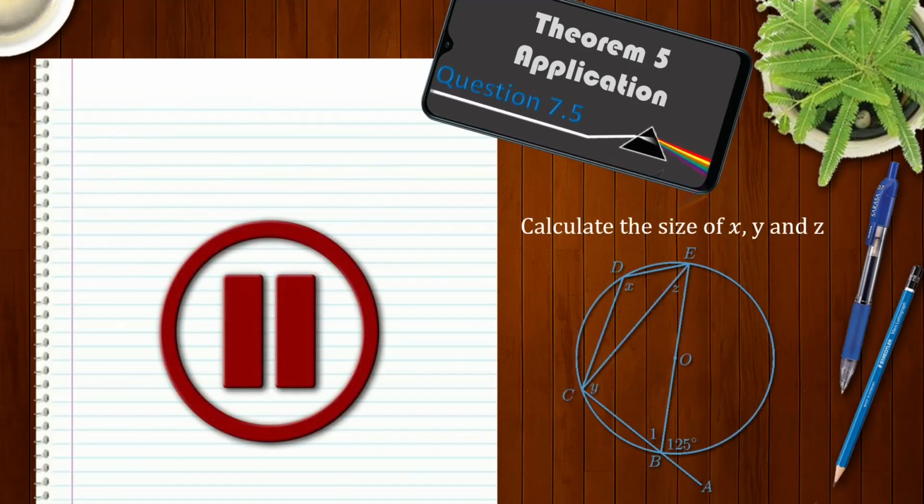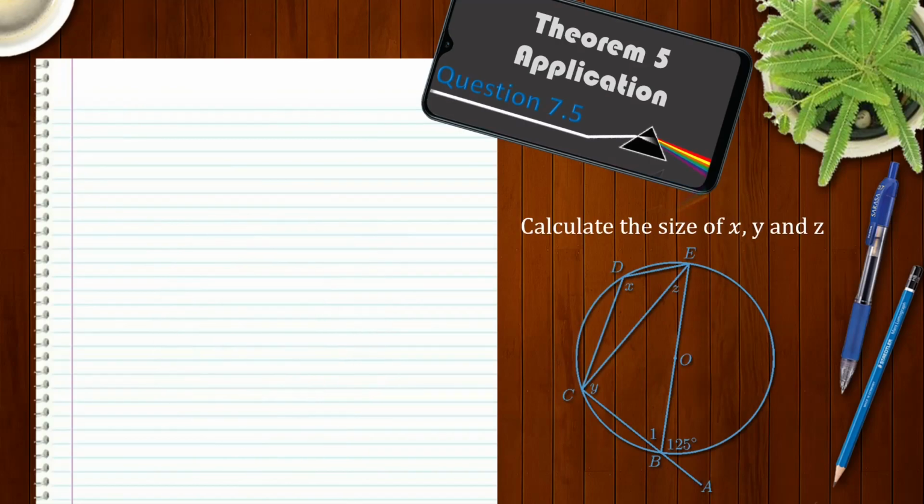Okay, 7.5. Again, calculate the size of x, y, and z. We've got x here, and this one's actually easier because this is the exterior angle, 125, and x is the opposite interior angle. So x must be equal to 125 degrees, exterior angle of cyclic quad. Then to find y, again we can see that this is subtended by the diameter, so y is equal to 90 degrees, angle in semicircle.